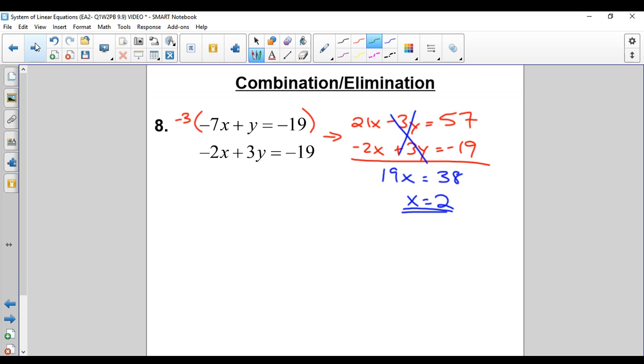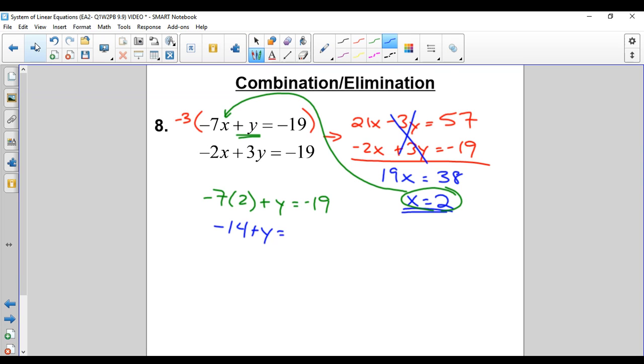Take that x equals 2, plug it into either equation to find y. I'm actually going to plug it into the first equation, the original, because that y is so low. So we have -7 times 2 plus y equals -19. Get -14 plus y equals -19. Add 14 to both sides and we're done. We get y equals -5. Ordered pair is 2, -5.